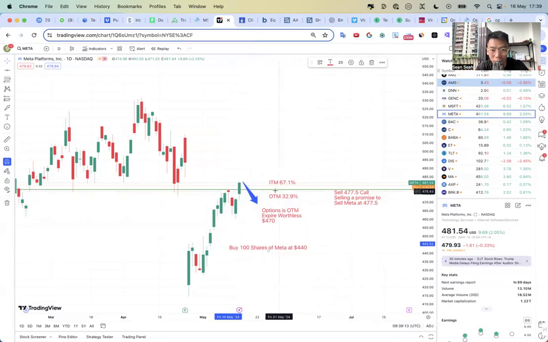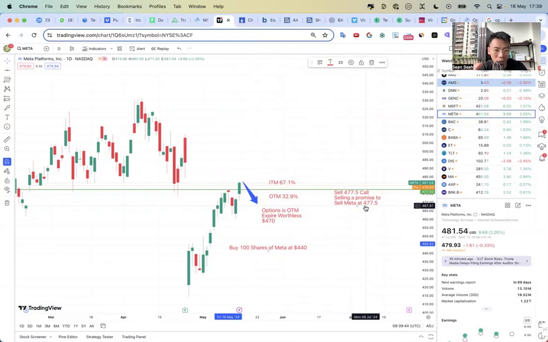So there is only a 32% chance it will be worthless. Meaning to say, there's a 32% chance that at the end of the expiry, we will get to keep our shares because the share price has dropped to 470 instead of 477.5. If it's at 470, we say, hey, you want me to sell Meta to you at 477.5? The person who got our options will say, no, thanks, I can buy it from the stock market at 470. Why should I buy it from you at 477.5? So even if we try to sell them at 477.5, they will not take it. Anyway, they have the rights, they do not have the obligation.